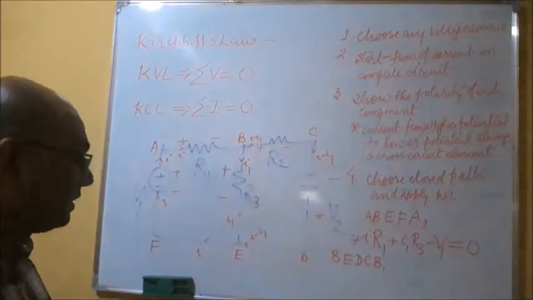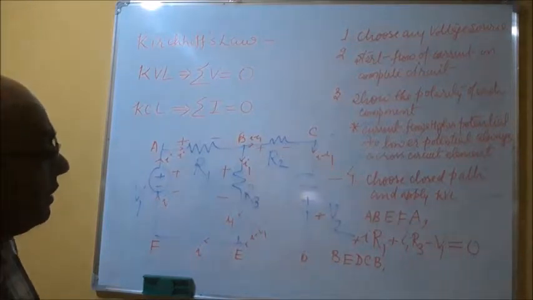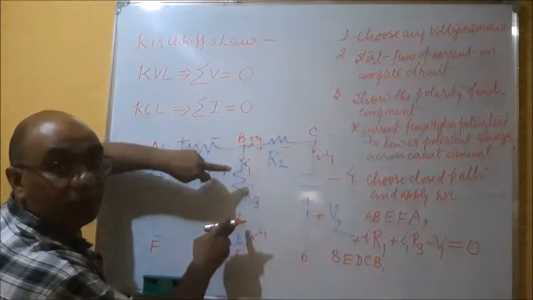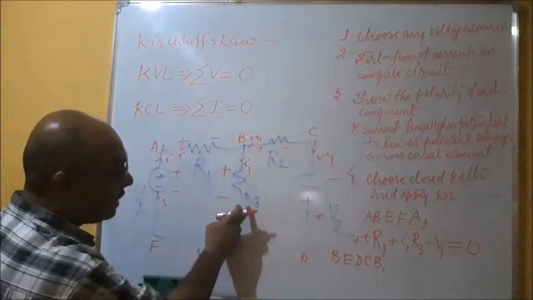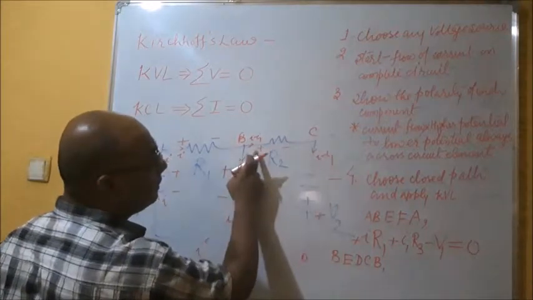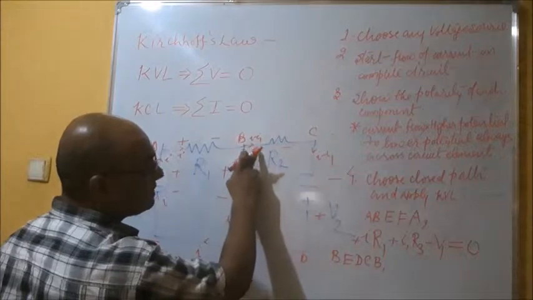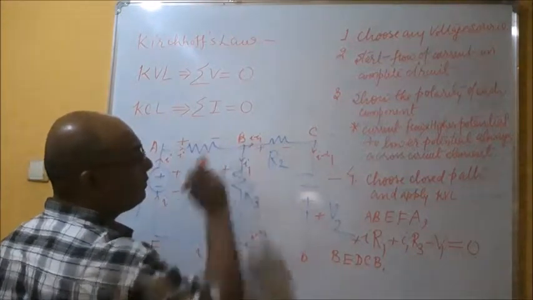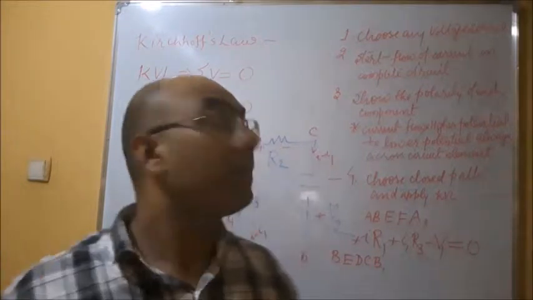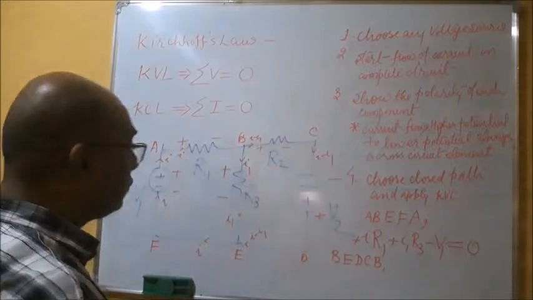So when I move like this, what do you see? Starting from R3, the voltage is I1 R3, then V2, and here the resistance is R2, the current is I minus I1, so the voltage is (I minus I1) times R2, right? So let us start to write the equation.